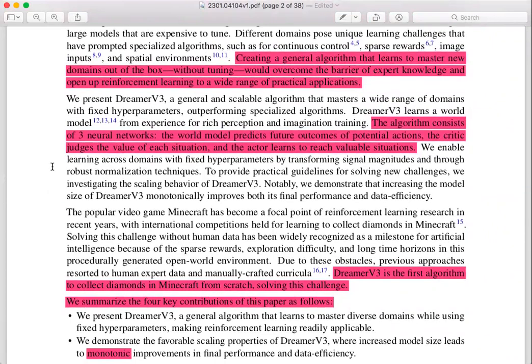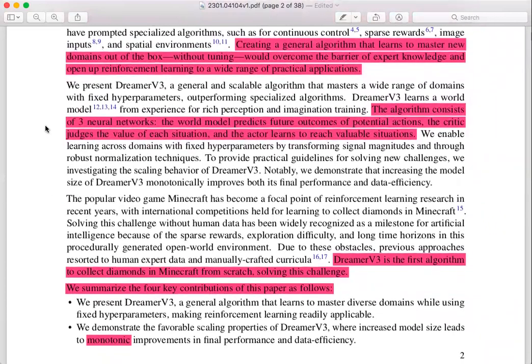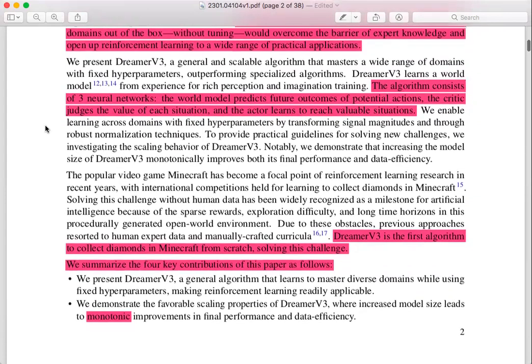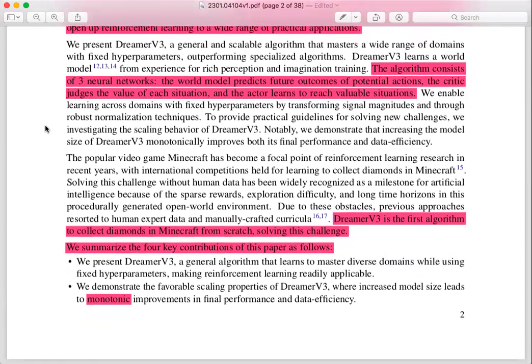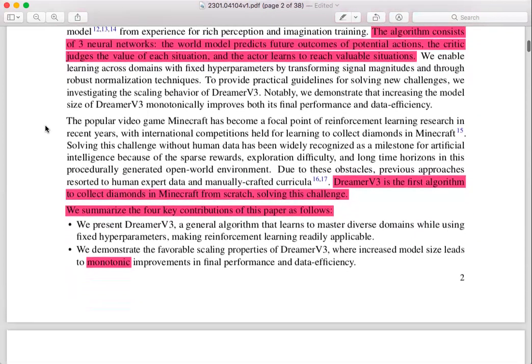So the algorithm consists of 3 neural networks. I don't really know anything about this. I just thought it might be worth pointing out. That was interesting. It's got 3. One's a world model. One is a critic that judges the value of each situation, and the actor learns to reach valuable situations.